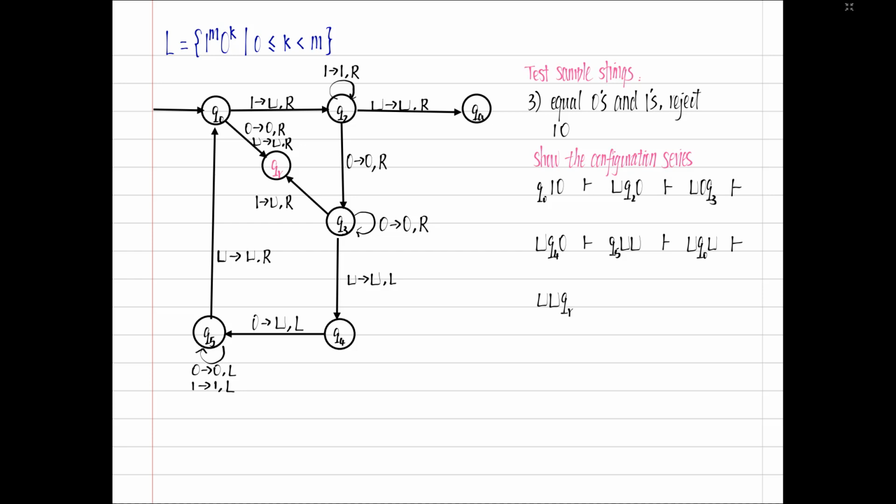From here, the machine goes to QR because the head points to a blank symbol. Now the machine halts because it has entered a halting state, QR. Since this halting state is QR, the machine rejects the string 10. I will leave all the other sample strings as a practice for you.